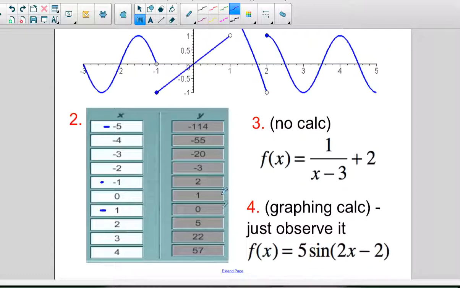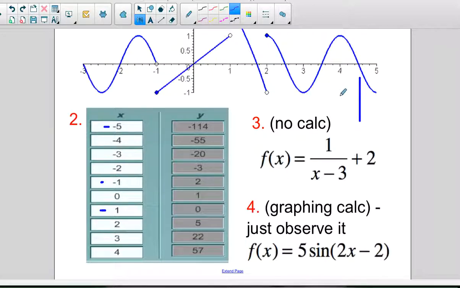Positive and negative positions are a little easier. Negative position from -5 to 1. And then positive position from 1 to 4. I think you guys are okay here. This one is a graph. I think you'd be able to graph it.